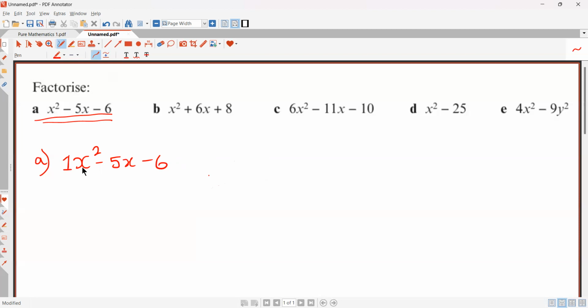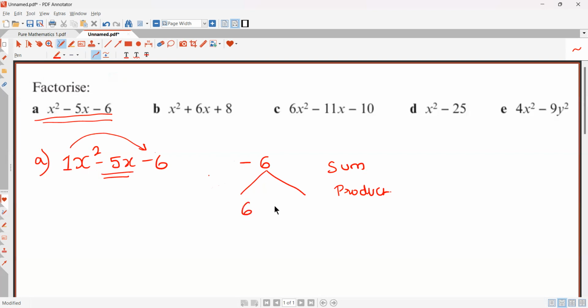What is there in front of x square? That is 1, right? Okay. Rule number 1: multiply -6 with this one. What is your answer going to be? -6. Then you need to divide this 6 in such a way that if you sum it, your answer should be -5, and if you multiply it, your answer should be -6. Okay, -5, -6. Let's start with that.